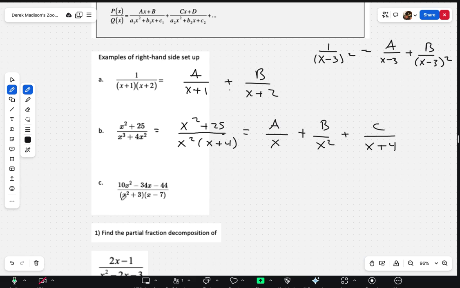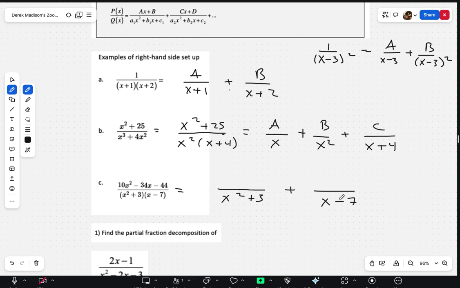For this last one, we have an irreducible quadratic. I'll scoot it out here. So that's x squared plus 3, which is to say I couldn't factor this any further. If this was like x squared minus 4, I'd want to write it as x plus 2, x minus 2. I'd want to break it down to its linear terms. But this doesn't factor, so we're stuck with that. And then x minus 7.